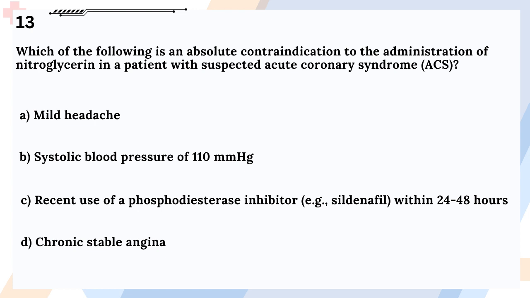Question 13. Which of the following is an absolute contraindication to the administration of nitroglycerin in a patient with suspected acute coronary syndrome, ACS? A. Mild headache. B. Systolic blood pressure of 110 mm of mercury. C. Recent use of a phosphodiesterase inhibitor, e.g., sildenafil, within 24 to 48 hours. D. Chronic stable angina.